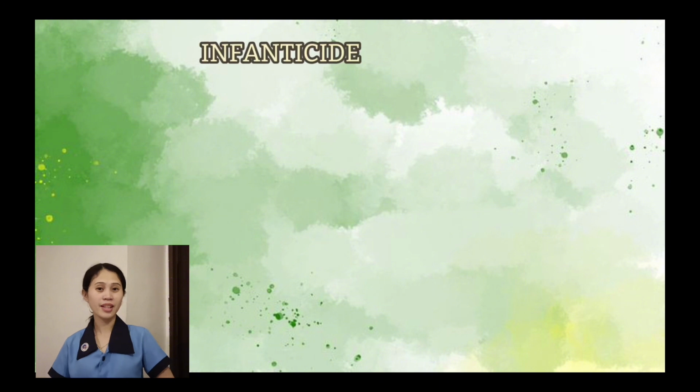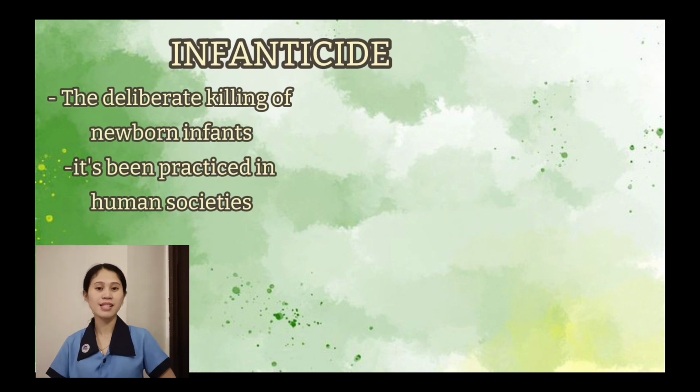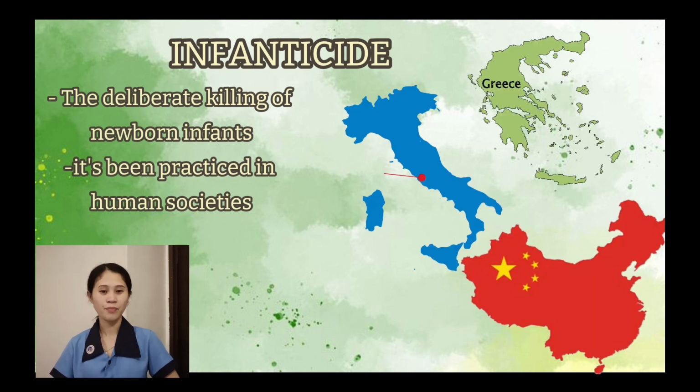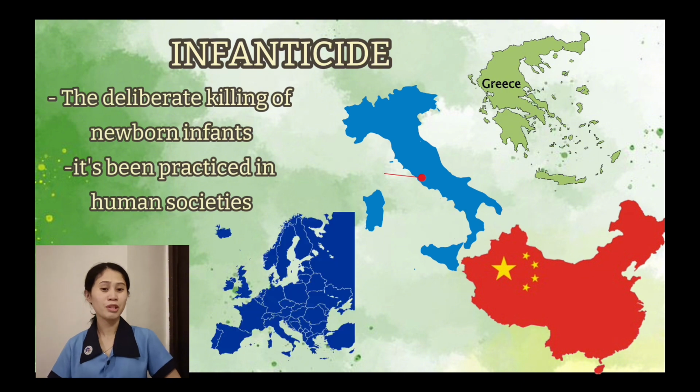The deliberate killing of newborn infants is what we call infanticide, and this has long been practiced in human societies. It seems to have been common in the ancient cultures of Greece, Rome, and China, and it was practiced also in Europe until the 19th century.